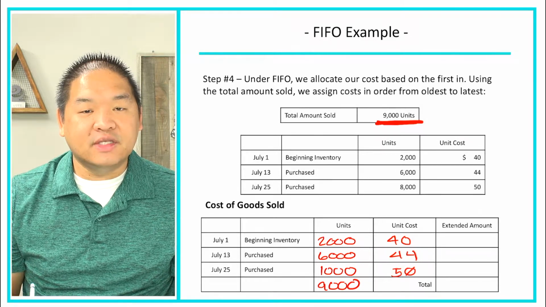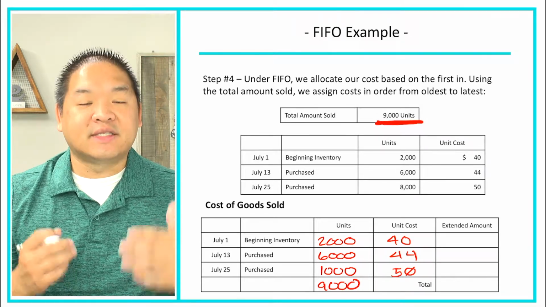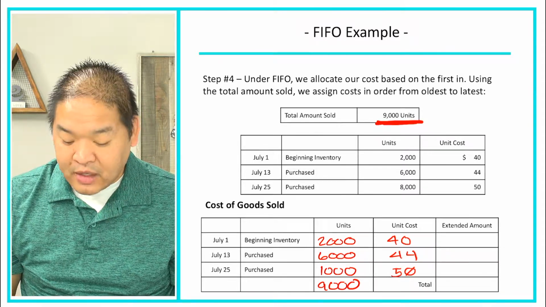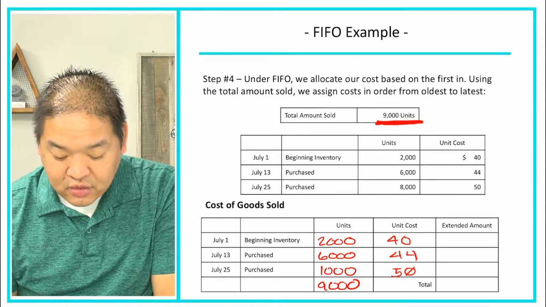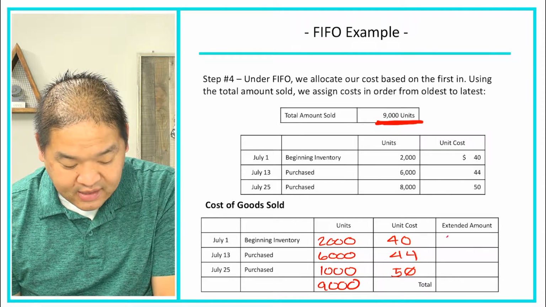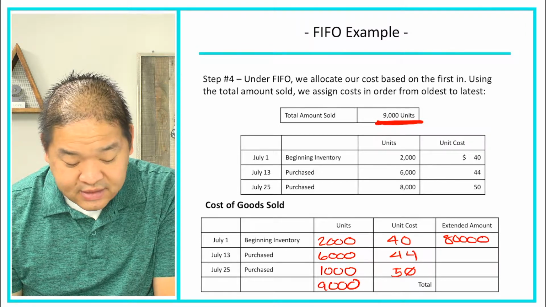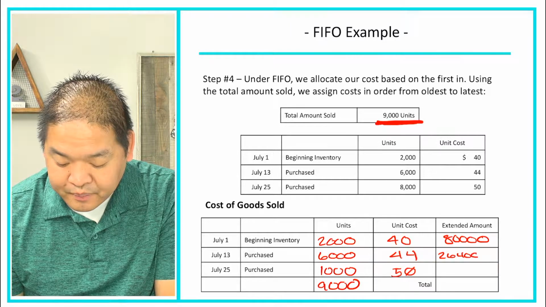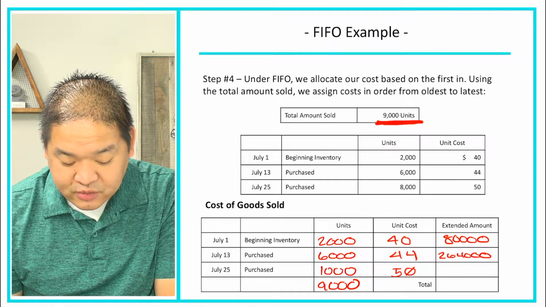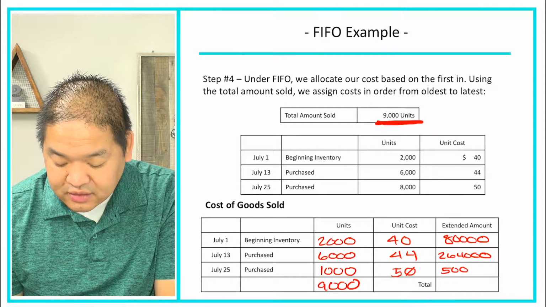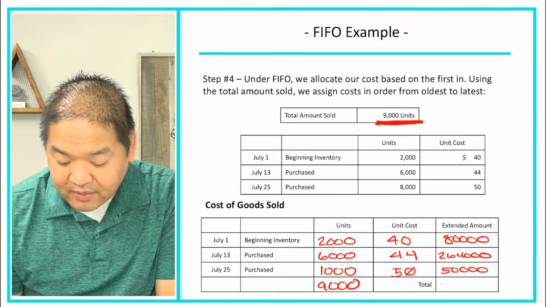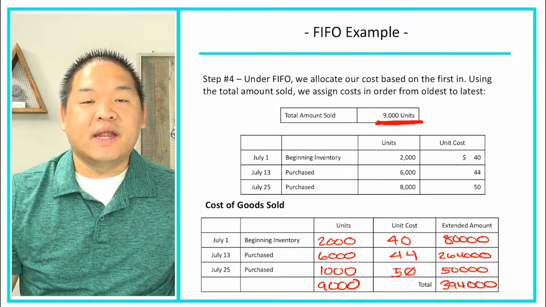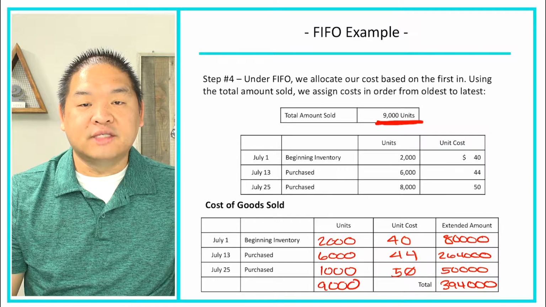I'm looking for how many units I sold: 9,000 units, and assigning a cost to every single unit in that 9,000 units sold. So now I can do the extended here. 2,000 times 40 is 80,000. 6,000 times 44 is 264,000. And then 50 times 1,000 is $50,000. So if I add all that together, my cost of goods sold is $394,000.